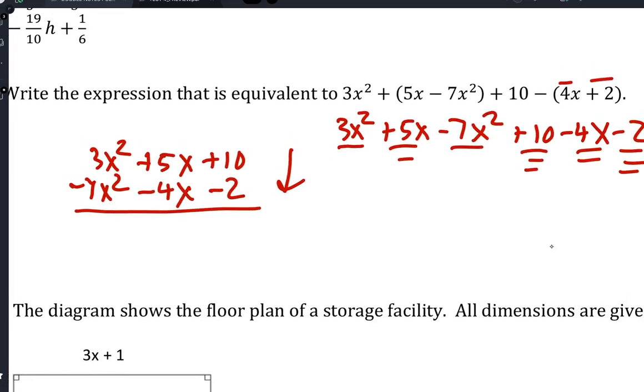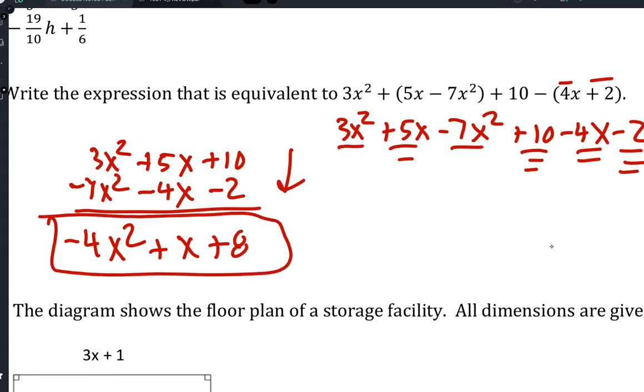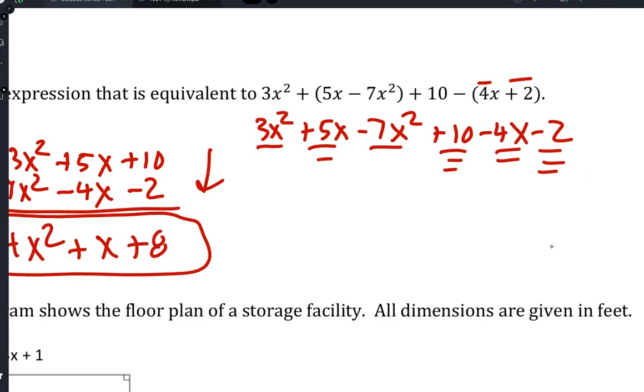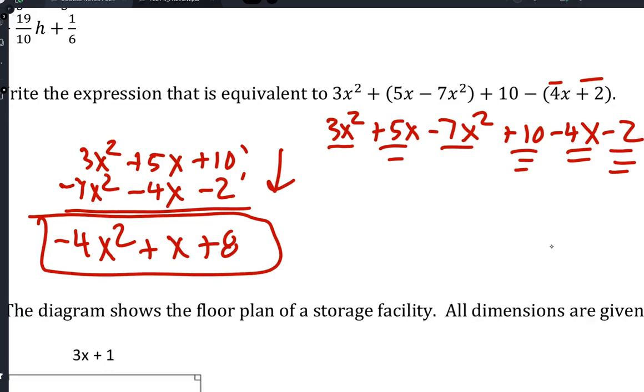So 3 minus 7 is going to be a negative 4x squared. 5 minus 4 is a plus 1x. I do not put the 1. And 10 minus 2 is a plus 8. That is going to be the answer. So remember, you need to rewrite this without the parentheses, single underline, double underline, triple underline, then stack them up and add them up, okay?